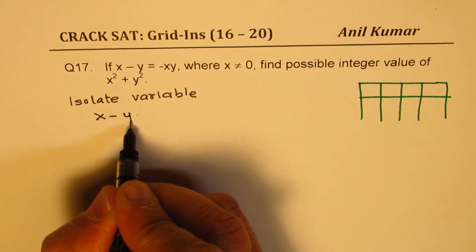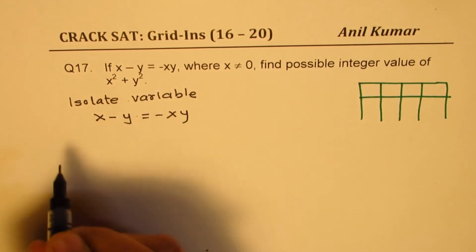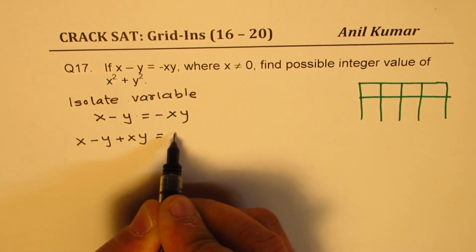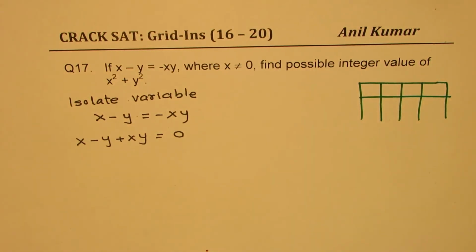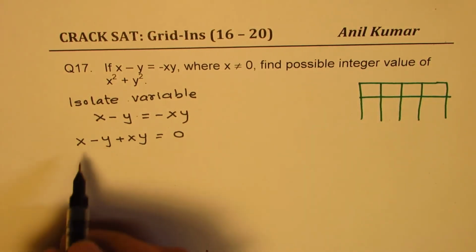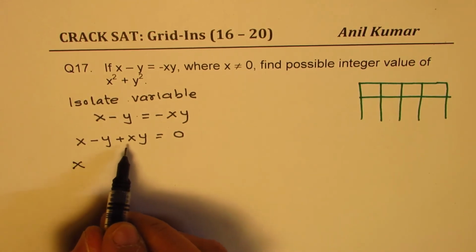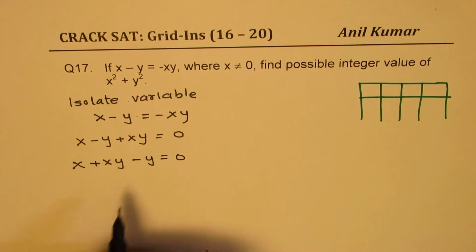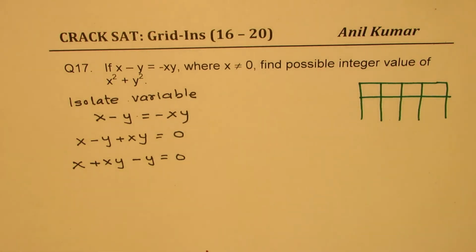We are given x minus y equals minus xy. So bring them together. We have x minus y plus xy equals 0. Now we can take y common. So let me rewrite this as x, and then here I'll write plus xy minus y equals 0. I'm showing these extra steps only for you to understand. In the test, you are not going to solve the problem the way I am solving. Here, the idea is to understand the solution, okay? To get ready for the SAT.